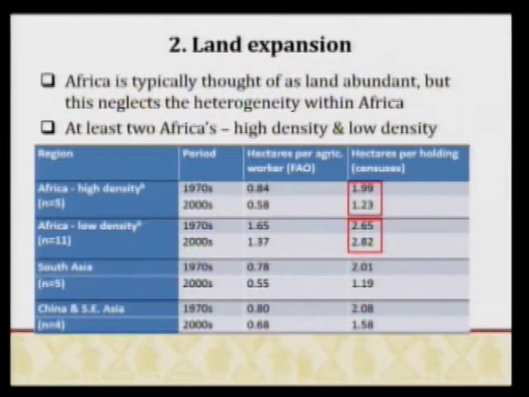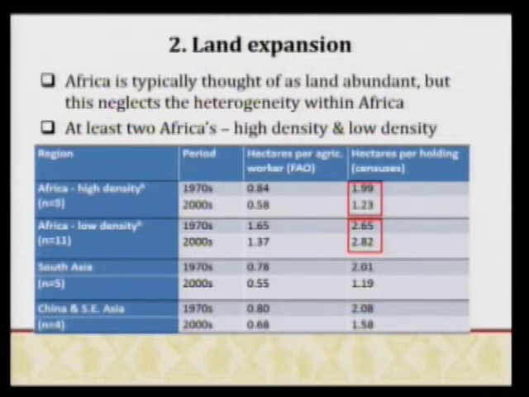So in terms of the first response, land expansion, using our census data and FAO data, we tried to gauge trends in land in Africa, but rather than pooling all Africa together, we tried to split Africa according to high density countries and low density countries. So high density would be countries we think are going to be land constrained. And as we expected, what we see in the land constrained countries is that with continued rural population growth, farm sizes are shrinking quite rapidly.